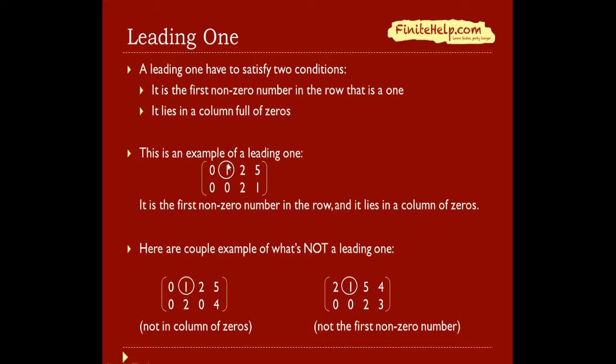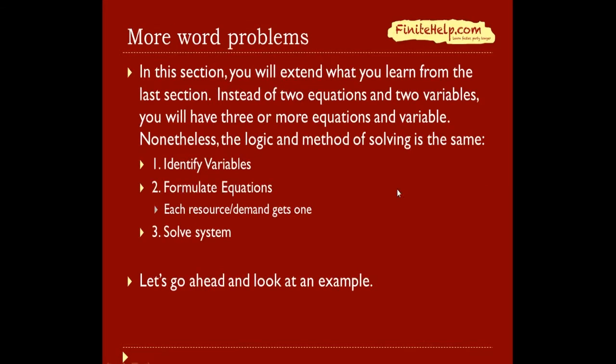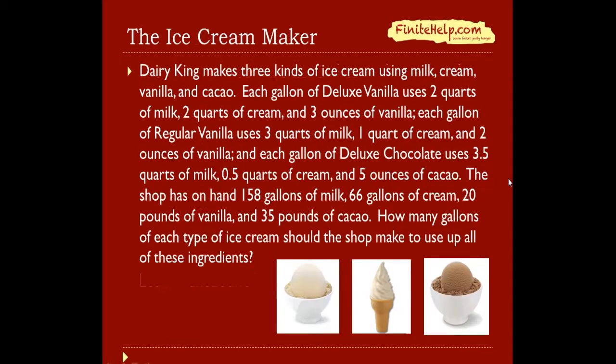So in this section, we're going to extend what we learned from the last section. Instead of 2 equations and 2 variables, now we'll have 3 or more equations and 3 or more variables. So this is where the new stuff starts. Nonetheless, the logic and method of solving these are the same, and we're going to start out with more word problems. So first, you identify the variables, and second, you formulate equations, and each resource of demand gets an equation, and then you solve. Let's go and look at an example.